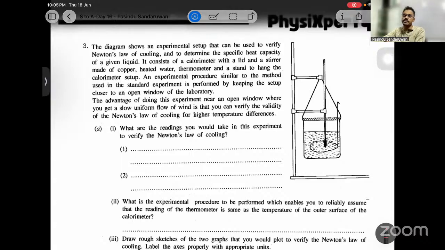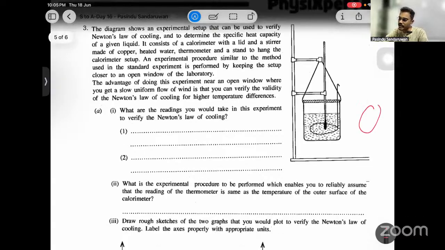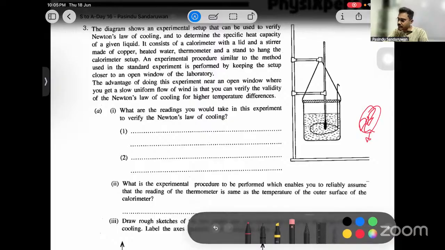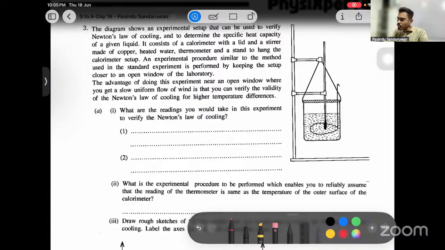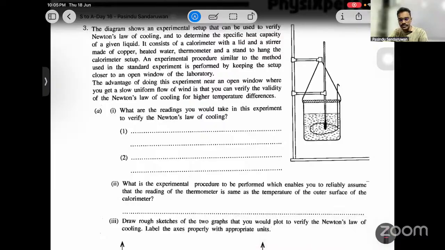In the standard experiment, what do we use? We use a fan in front of this. Now, without using the fan, in this given experiment, the setup is taken close to the window of the laboratory. If there is a uniform wind flow, that is going to be correct. But if the wind flow changes, there are errors in the experiment.